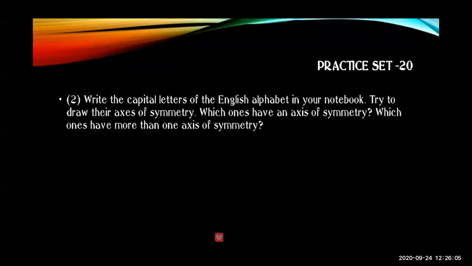Which one has an axis of symmetry? Which one has more than one axis of symmetry? Here you have to classify the ones with one axis of symmetry, and then the ones with more than one axis. So here our main question is what?